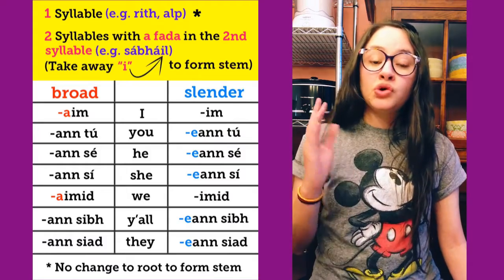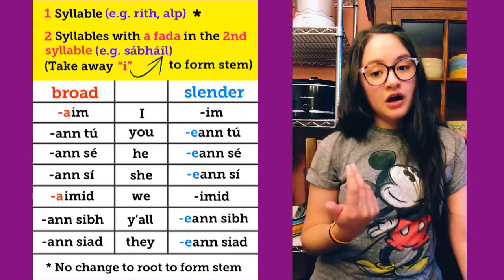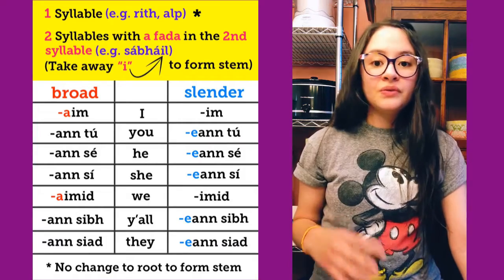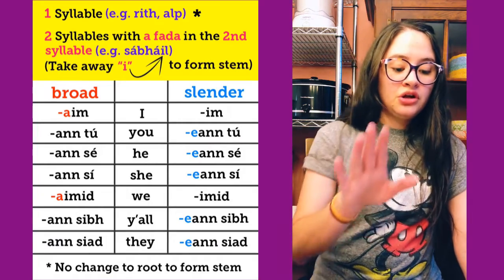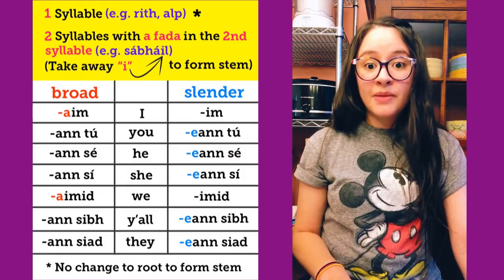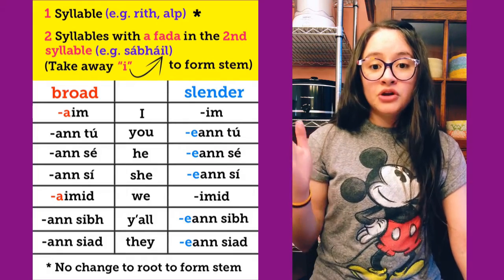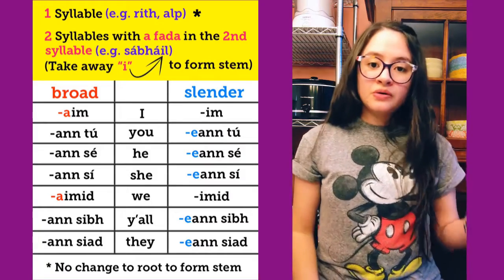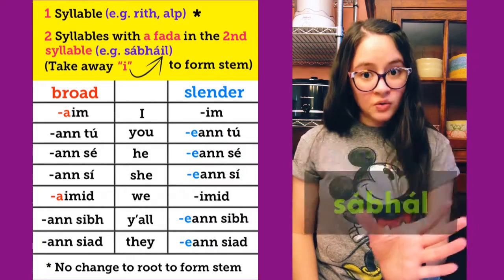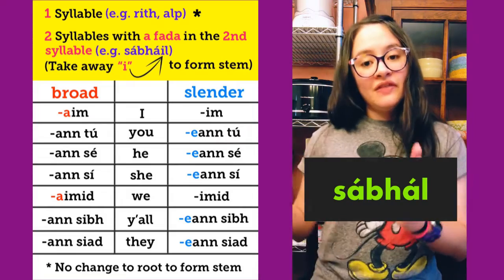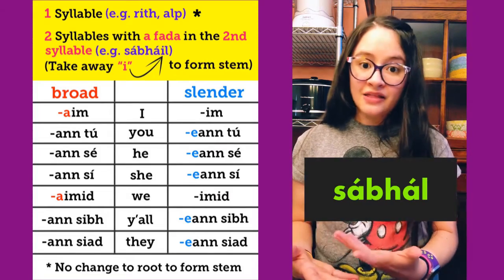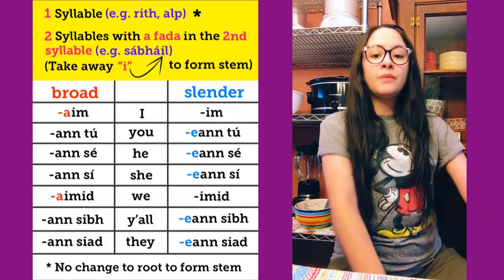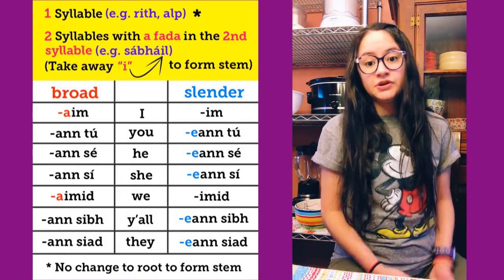Also in this group were the two-syllable words with the fada in the second syllable, such as sowl. With these ones, you do have to change the verb root into a stem, and you're going to do that by dropping the final I in the second syllable. So sowl turns to sowl without an I, and then you can tack your suffix on at the end of that.